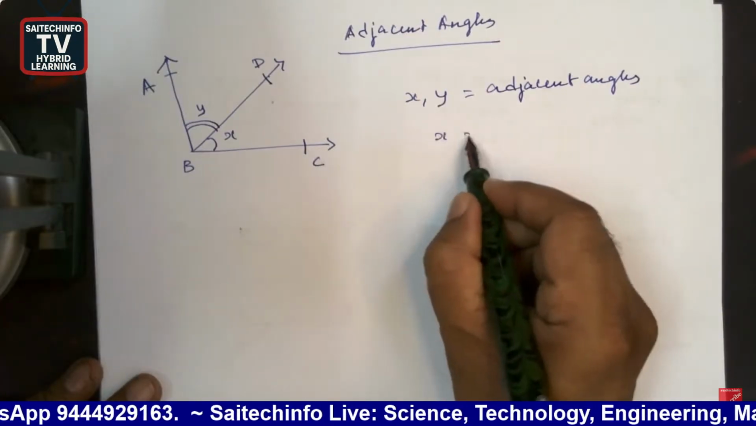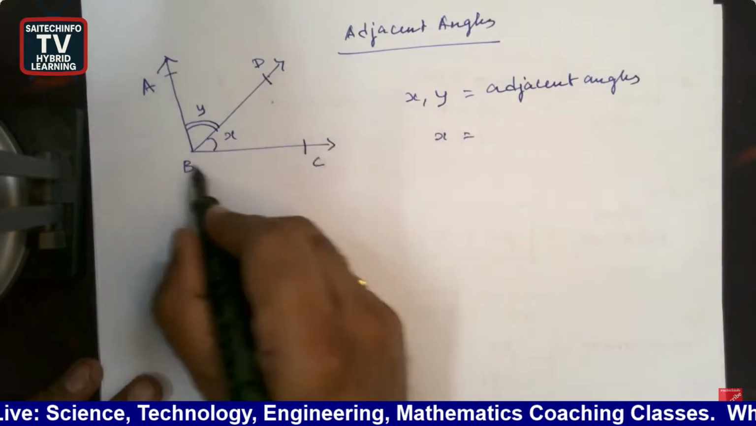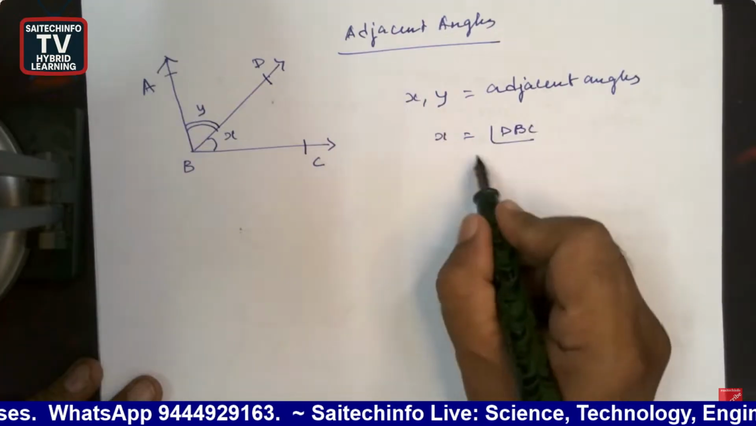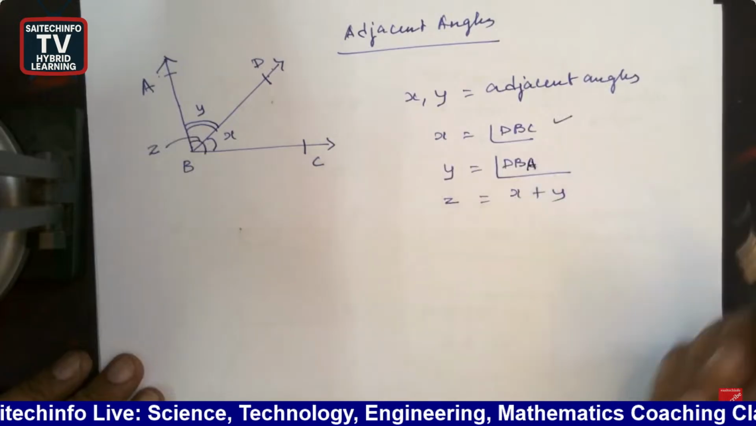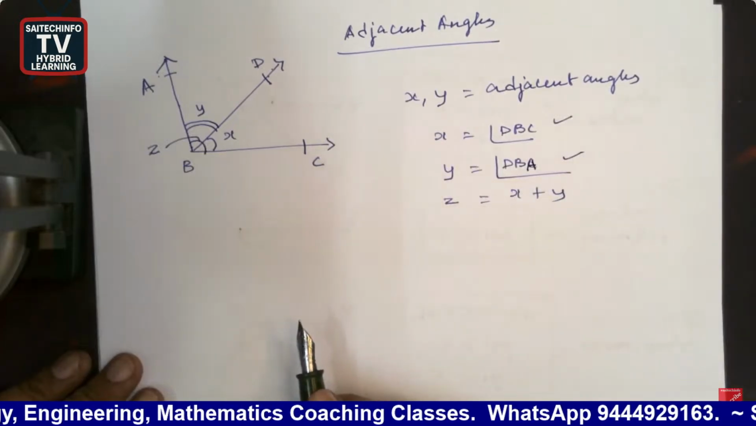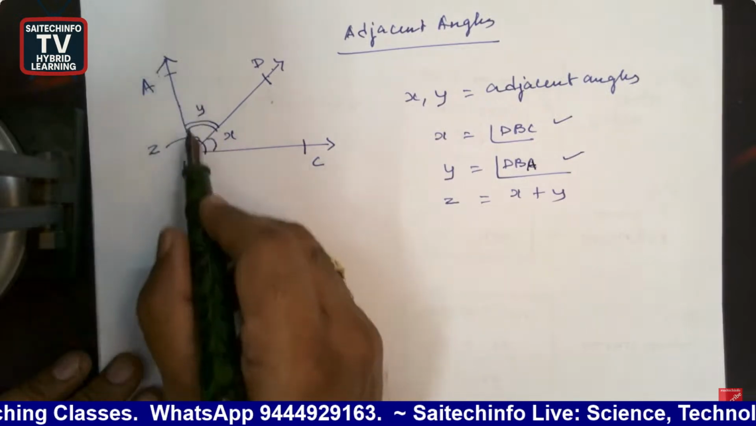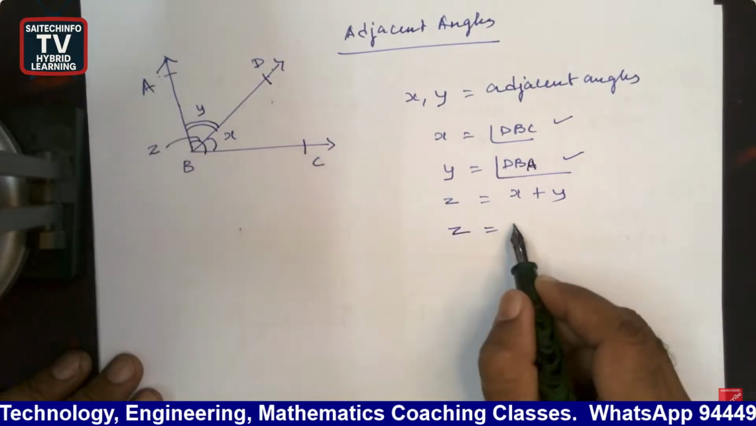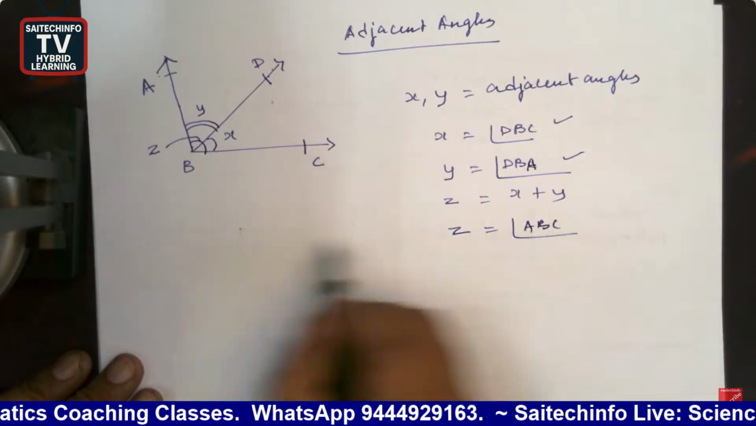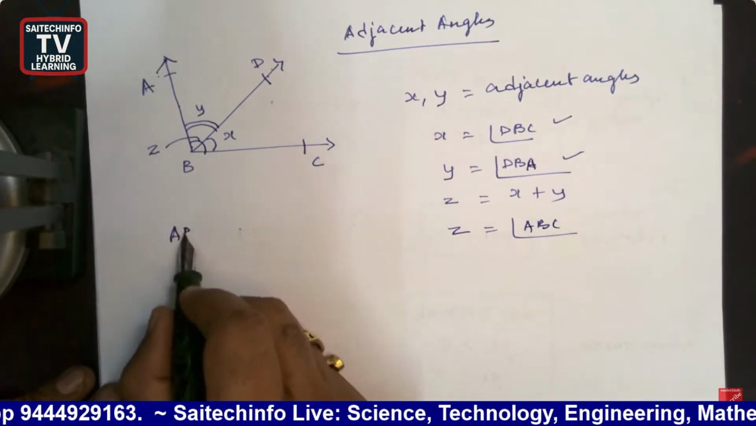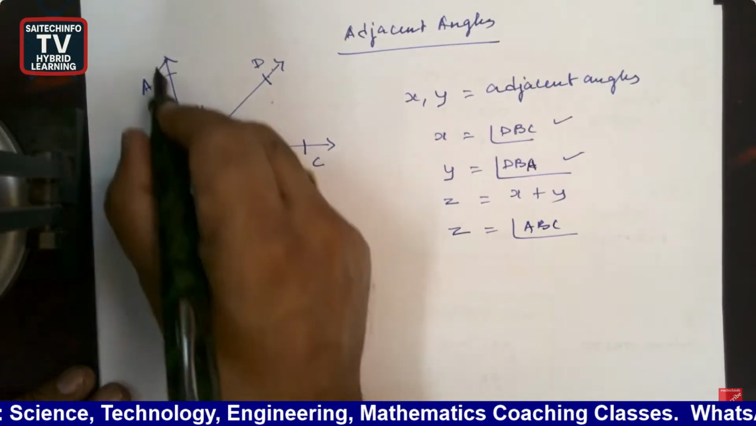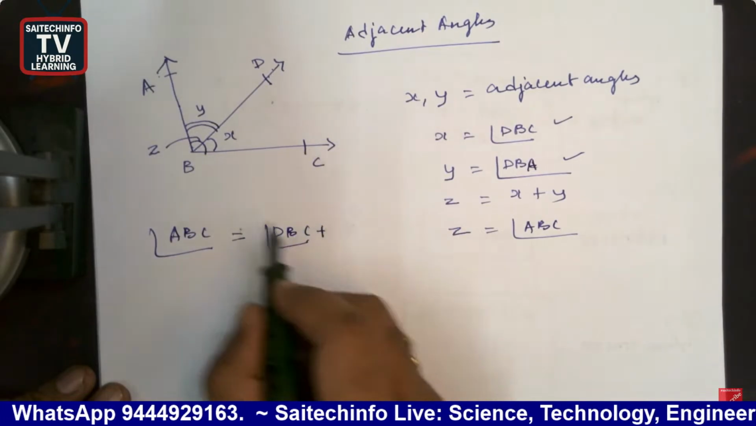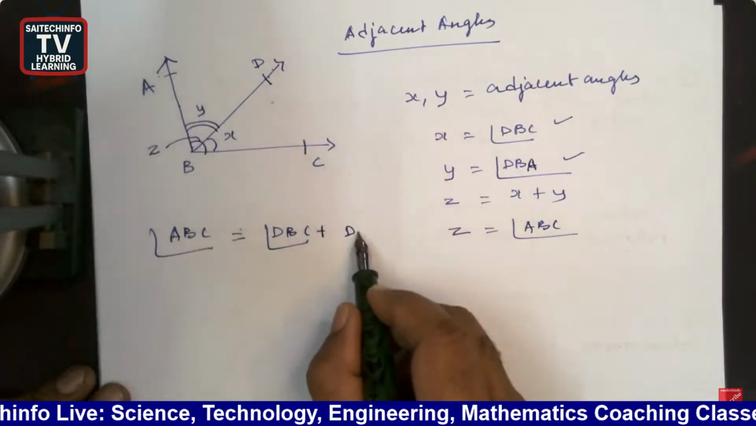So what is X here? It is represented as angle DBC. You can call it the measure of angle also. Y, okay? X plus Y represents ABC. X plus Y is ABC or CBA. So what is Z? Angle ABC. Now you can add: angle ABC is equal to angle DBC, that is X, plus angle ABD or DBA. Okay?